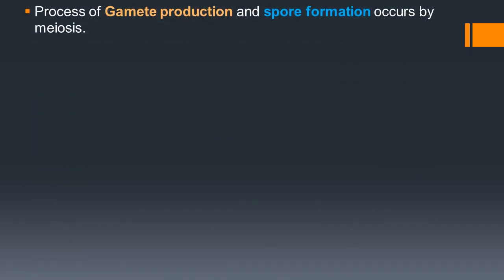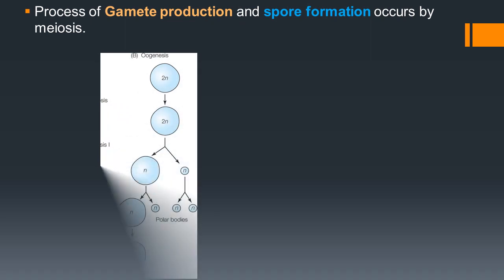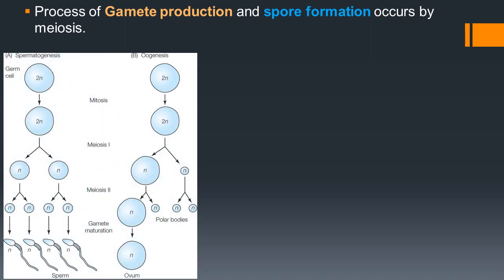Okay, so now the process of gamete production. Gamete production, that is sperm cells and egg cells, and spore formation occur by the meiosis type of cell division. Here you can observe spermatogenesis. Spermatogenesis is gamete formation in the male, in which a single germ cell undergoes meiosis division and forms 4 haploid sperm cells. You can observe here 4 haploid sperm cells. You can observe the structure of the sperm also.